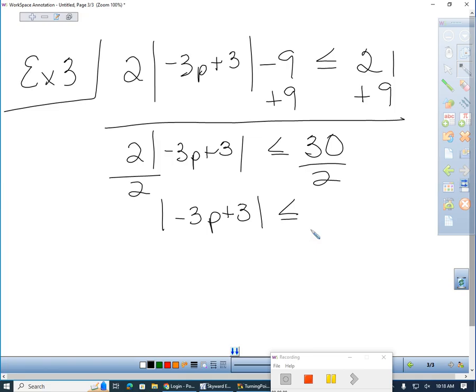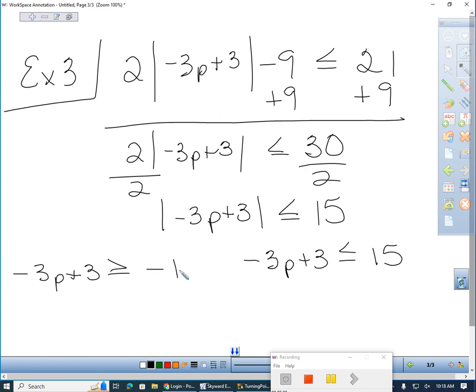We take what's inside the absolute value now that it's isolated. We're going to come over here. We have negative 3p plus 3 is less than or equal to 15. The other one is negative 3p plus 3 is greater than or equal to negative 15. Now the reason I put the first one on the right and the second one on the left, why do I do that? Yeah, the negative should be on this side, right? That's why I've been doing it that way, so you guys can see it when we go to put it on the number line.